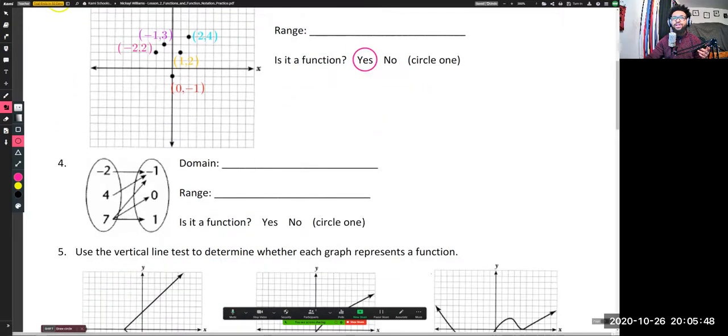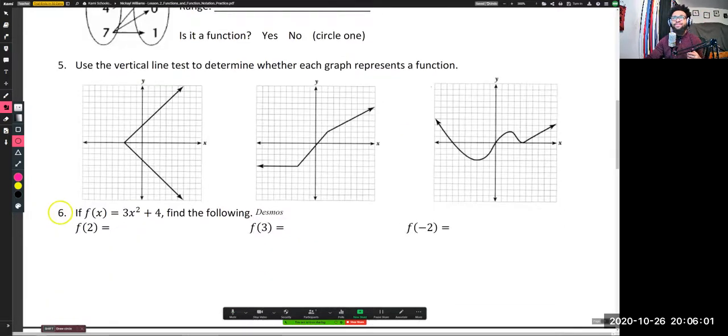Number 4, you're going to follow the arrows from the mapping diagram to write out your ordered pairs. If you can't tell from looking at this whether it's going to be a function, you're going to write out your ordered pairs from the mapping diagram and then write your domain and range. Number 5, you're using that vertical line test, VLT.